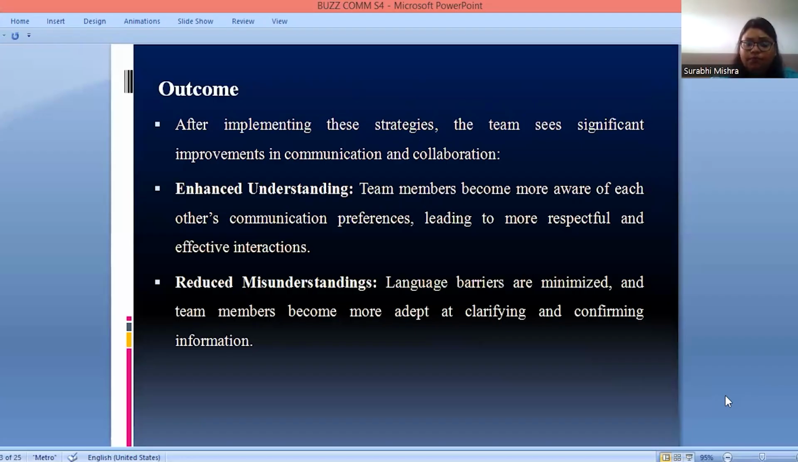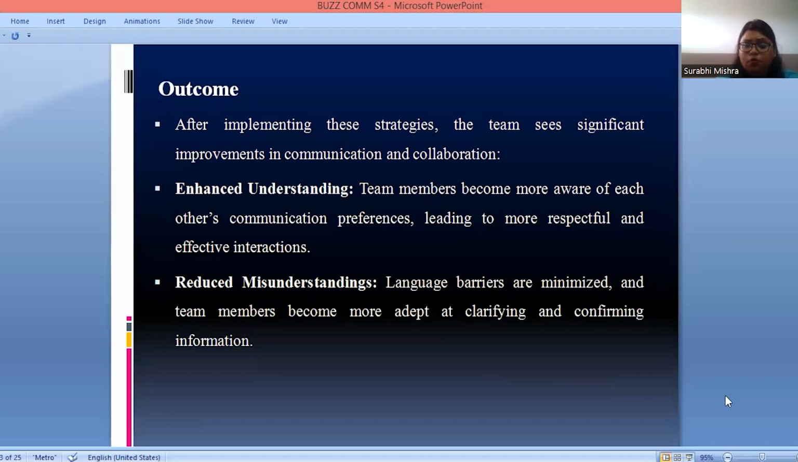So the outcome was, after implementing these strategies which we have discussed just now, the team saw significant improvement in communication and collaboration. After implementing those strategies, the team got some improvement in their communication between them and collaboration also. Right. So what was the first outcome? Let's see.